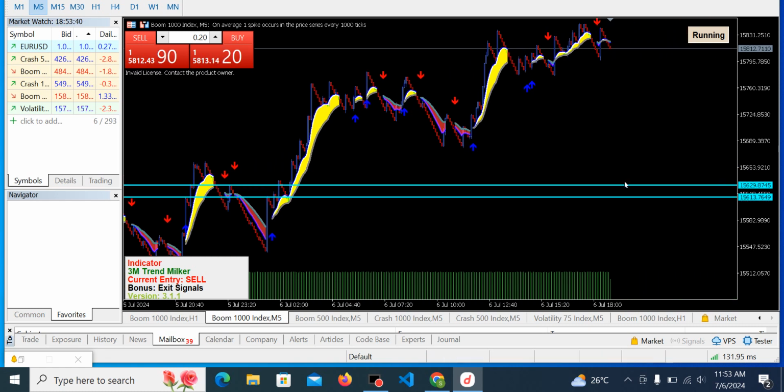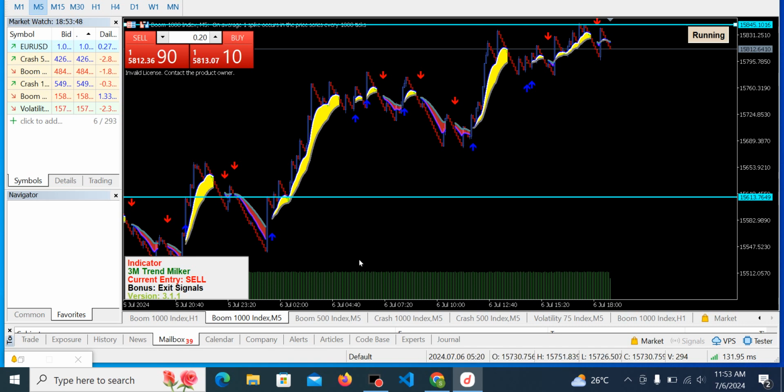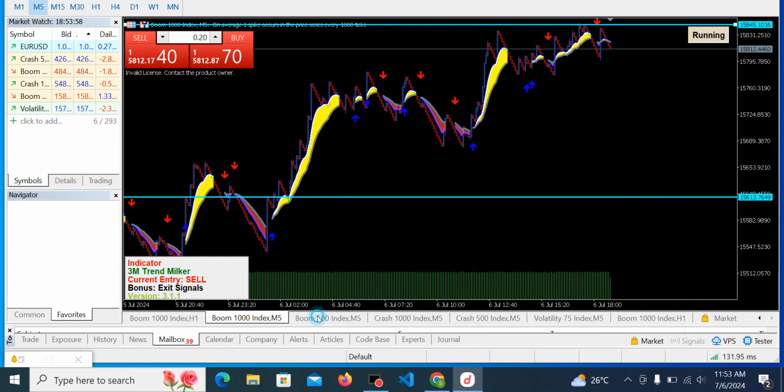It has gotten to this resistance zone, and of course guys, if it's unable to break out from there, then definitely we expect it to sell. But if it breaks out from there, then it will keep on buying. So we expect it to sell from there if it does not break out. But if it breaks out, it will continue with a buy trend. So let's take note of that.